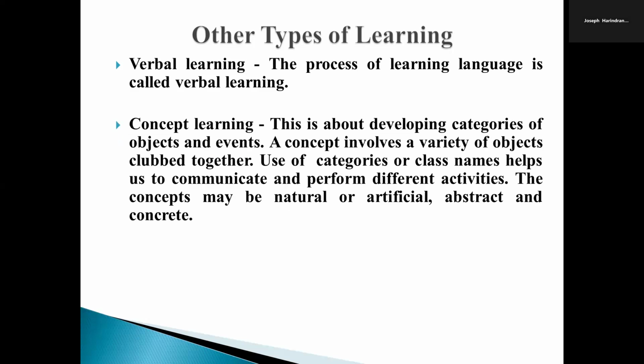Concept learning, on the other hand, is about developing categories of objects and events. A concept involves a variety of objects clubbed together. That is called a concept. Use of categories or class names helps us to communicate and perform different activities. Concepts may be natural or artificial, abstract or concrete.